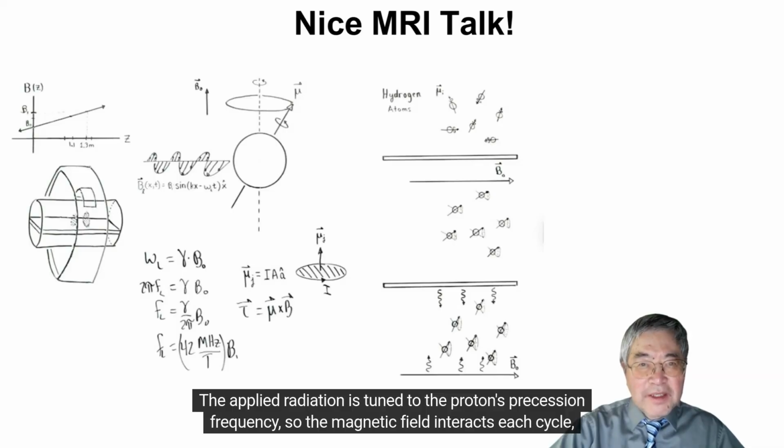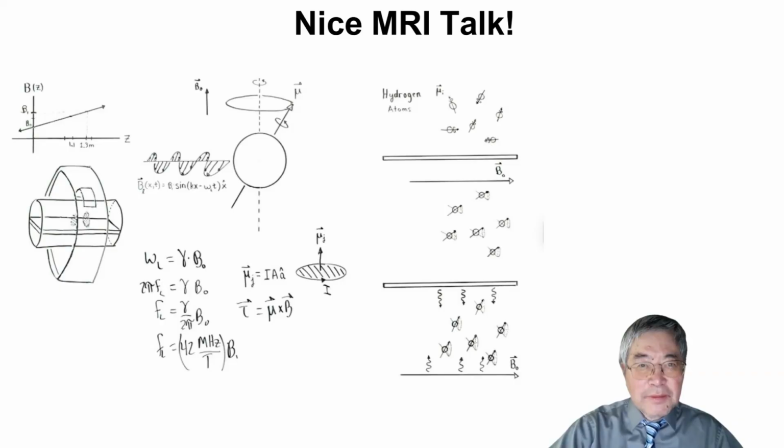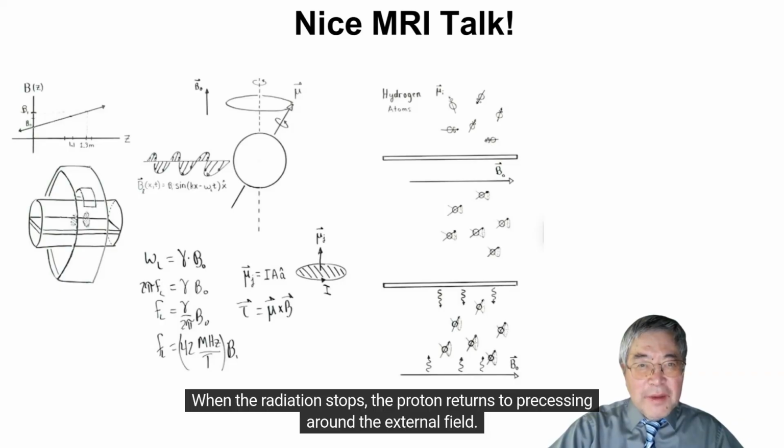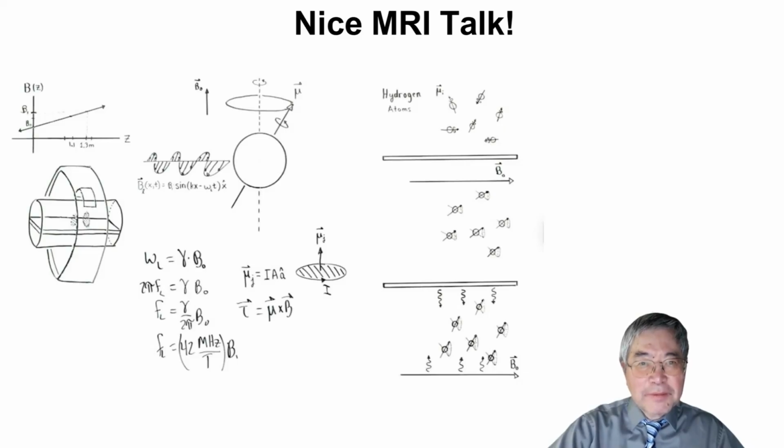The applied radiation is tuned to the proton's precession frequency, so the magnetic field interacts each cycle, gradually flattening the motion. When the radiation stops, the proton returns to precessing around the external field. This is the basis of magnetic resonance, originally called nuclear magnetic resonance but renamed for public perception.